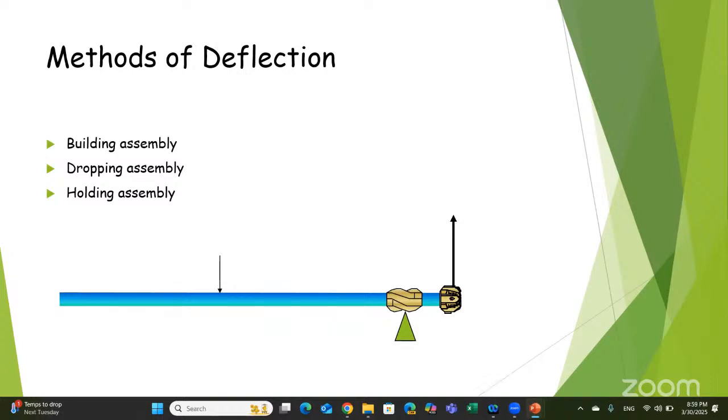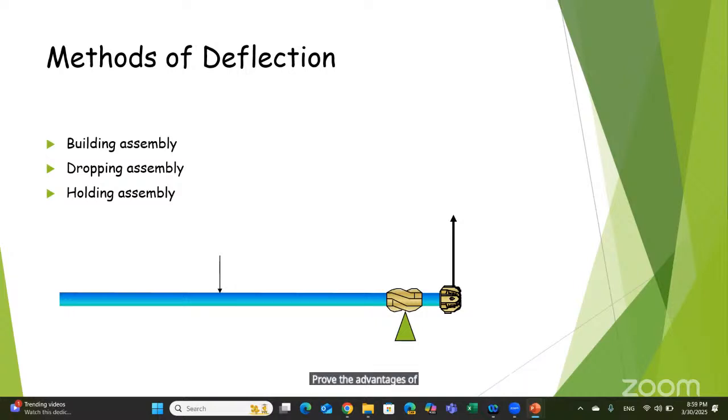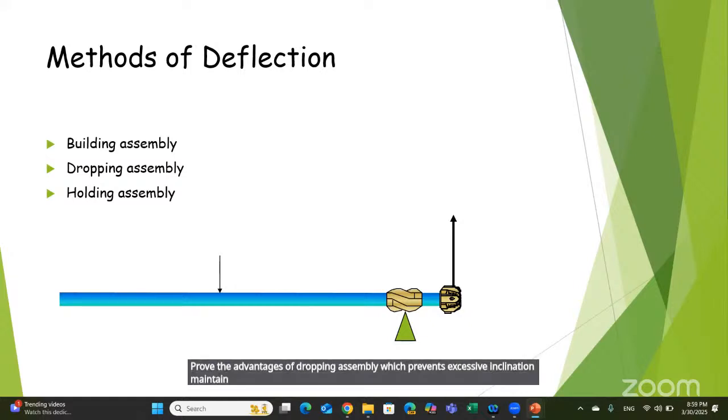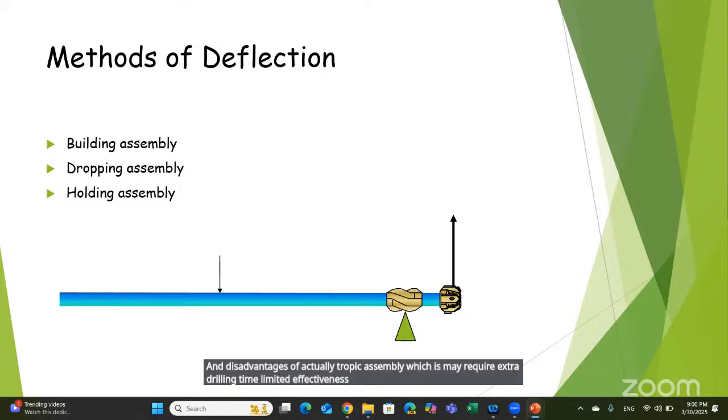For the dropping assembly, it decreases inclination to bring the wellbore back toward vertical or a lower angle. The advantages of the dropping assembly are that it prevents excessive inclination and maintains better hole quality. The disadvantages are that it may require extra drilling time and has limited effectiveness in very short formations.